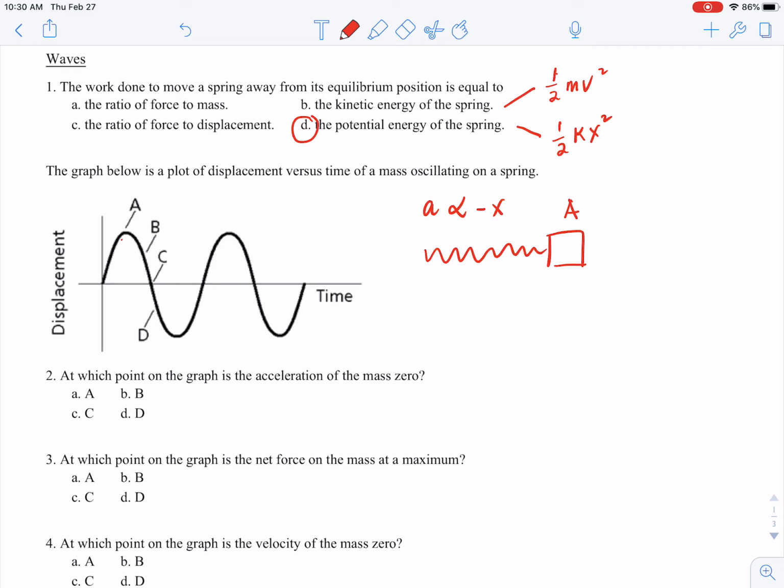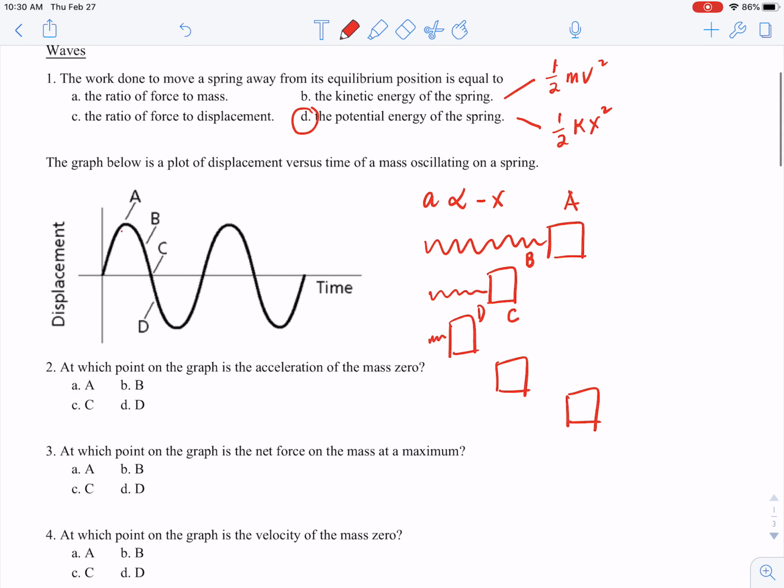This is A. This is the equilibrium position. This is the negative, and so on. Let me just draw the mass spring system. As you can see here, the evident one is A, and then this is C, because this is negative. Alright, so this is B, somewhere here, and this is D, somewhere here. At which point on the graph is the acceleration of the mass zero?